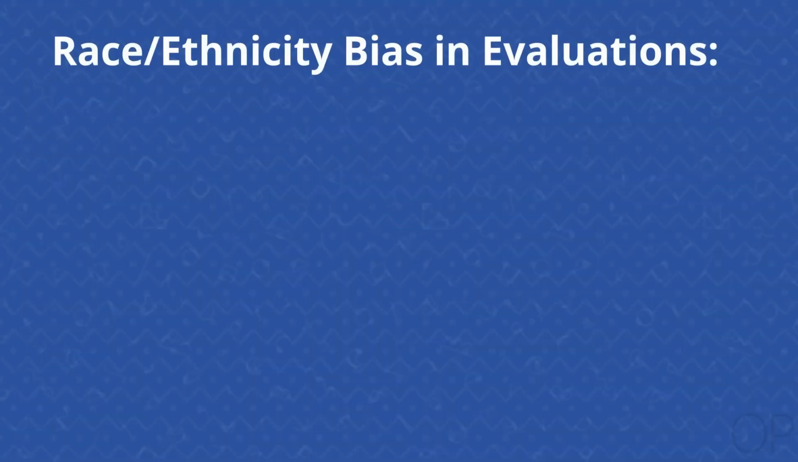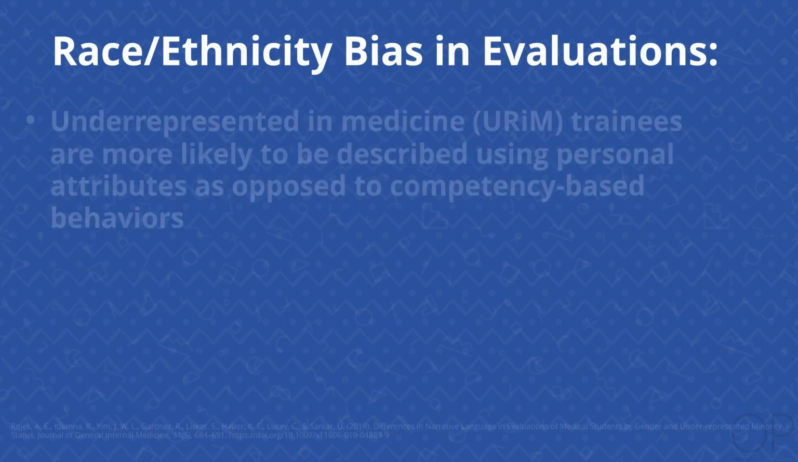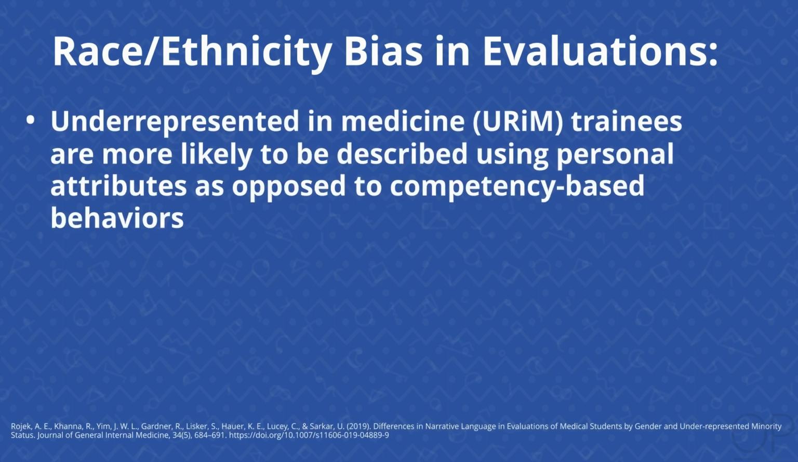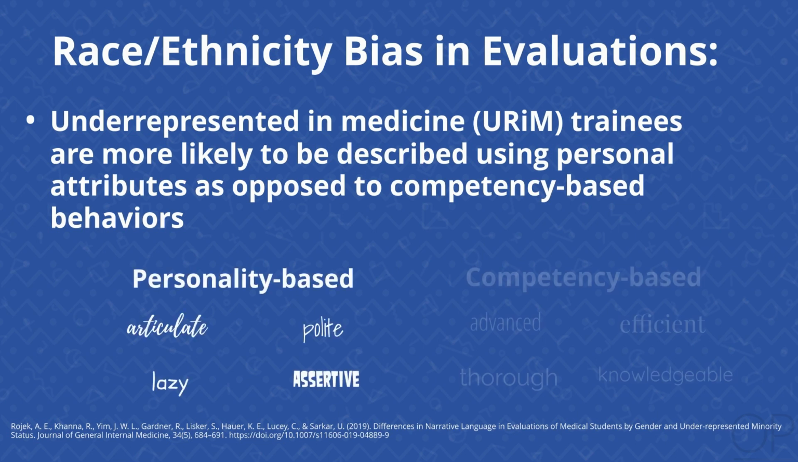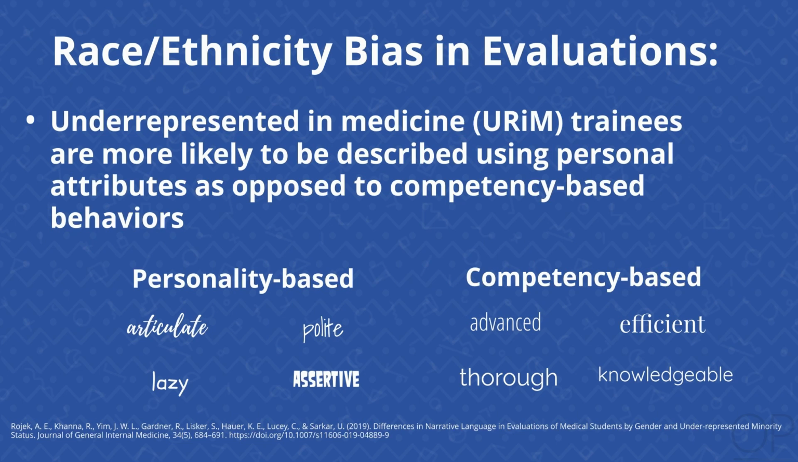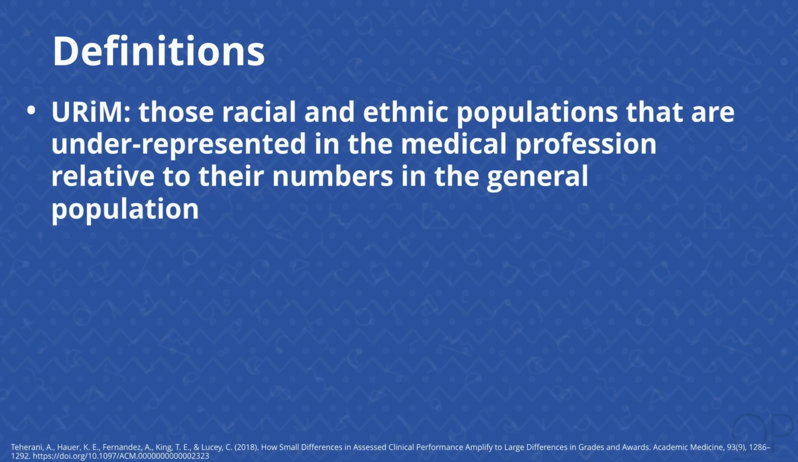With regards to race and ethnicity bias, Rojek and colleagues in 2019 found that underrepresented in medicine trainees were more likely to be described using personal attributes as opposed to competency-based behaviors. To better understand these findings, we will define some terms. Here, underrepresented in medicine is defined by the AAMC as those racial and ethnic populations that are underrepresented in the medical profession relative to their numbers in the general population.